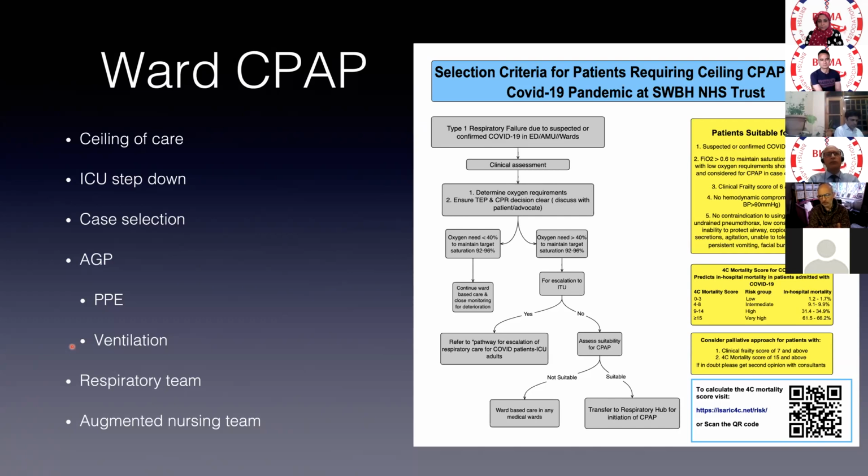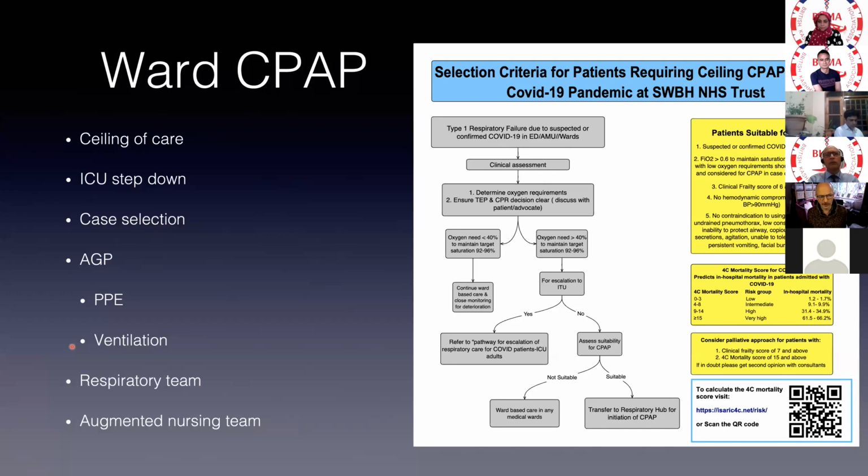but also we expanded our intensive care to such a size where we could cope with doing the majority of the CPAP within ITU. But we did use this ward area as an ITU step down, and that allowed us to maintain ITU flow. So overall, I'm happy it worked quite well.